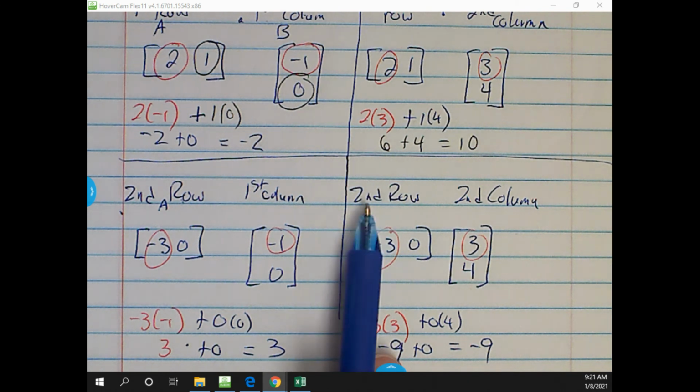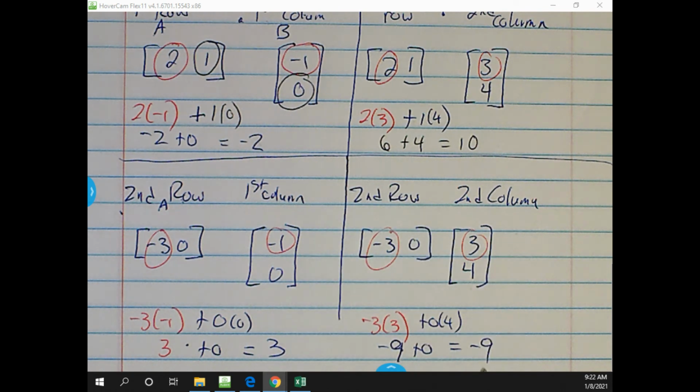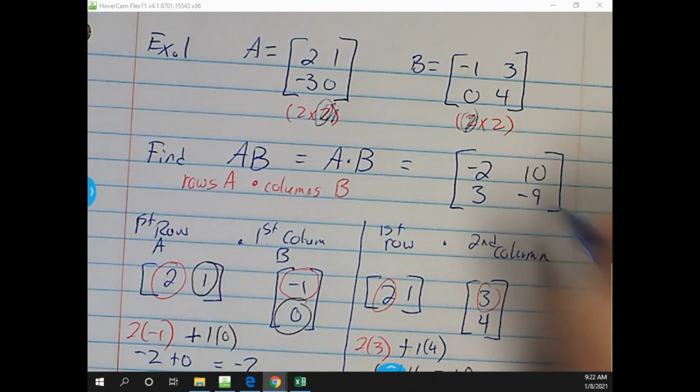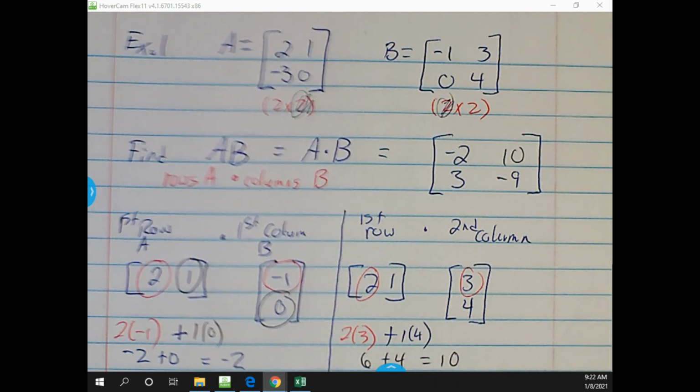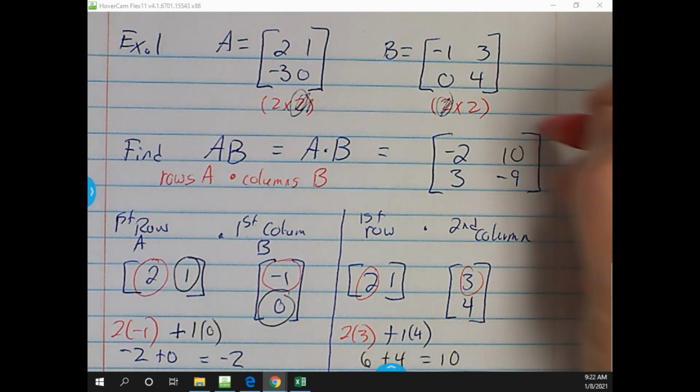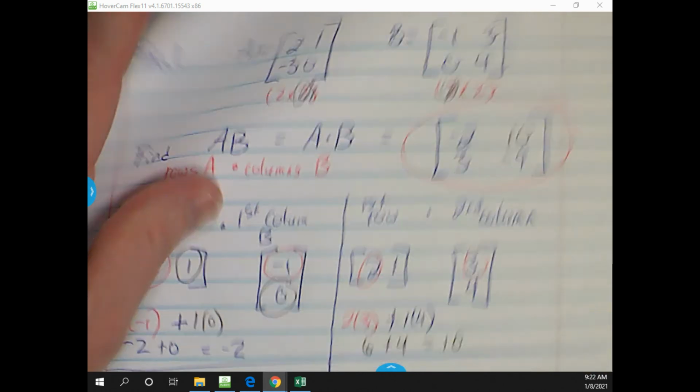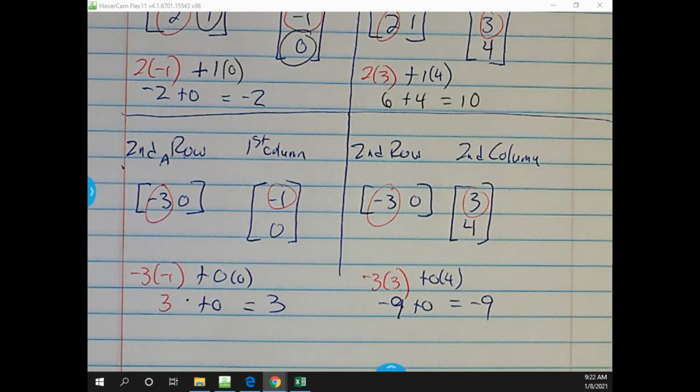So in the second row and the second column, we've got to put in a -9, which would put us right there. And that would be the final answer that we're looking for. Okay, and I'll put that answer again at the bottom down here.